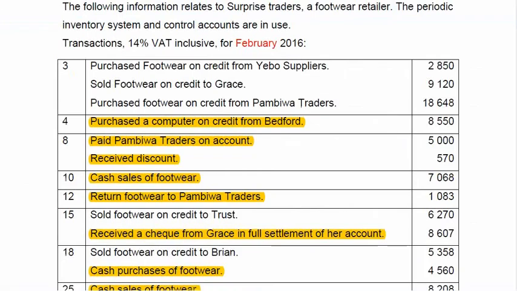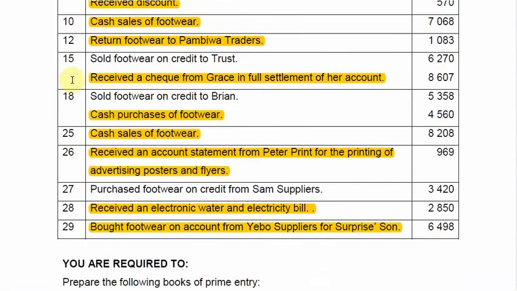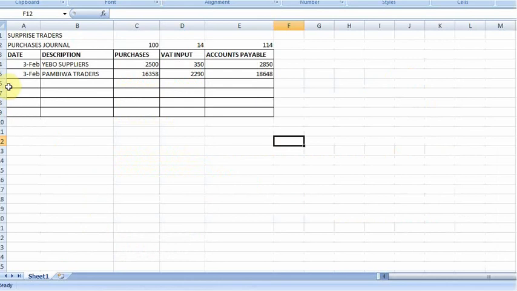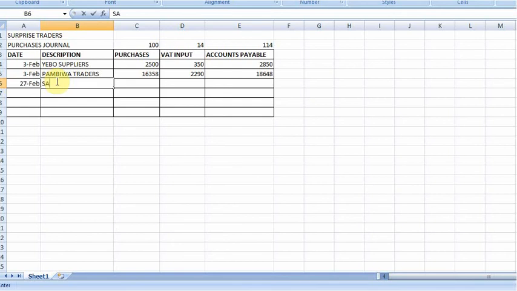Right. Going back to my question, I am now scrolling down a bit. On the 15th, I sold footwear on credit. Again, that's a sales journal. Then again on the 18th, sold footwear. Again, a sales journal. Then I see here on the 27th, purchased footwear on credit from Sam's suppliers. So that would go to the purchases journal. There I'm going to say it's the 27th of February. My description for that one will be Sam's suppliers.